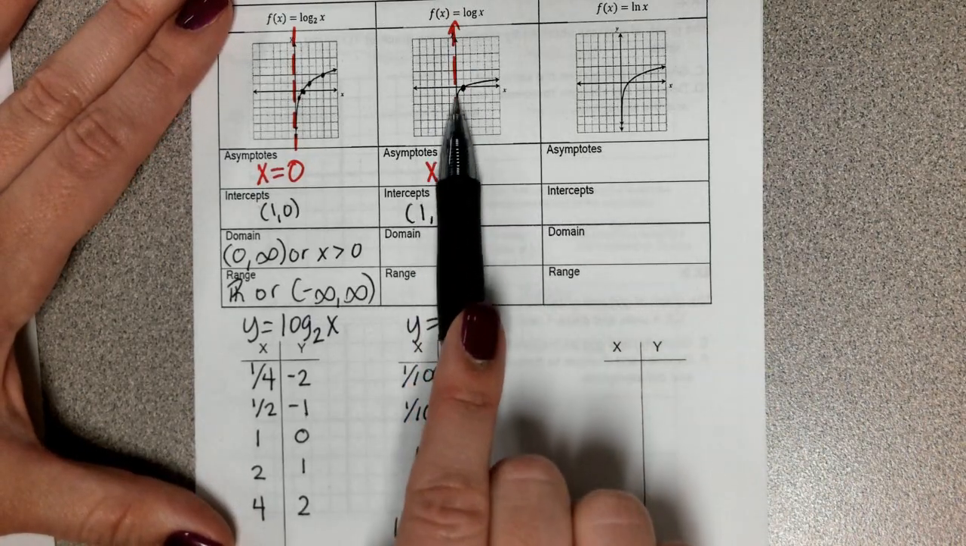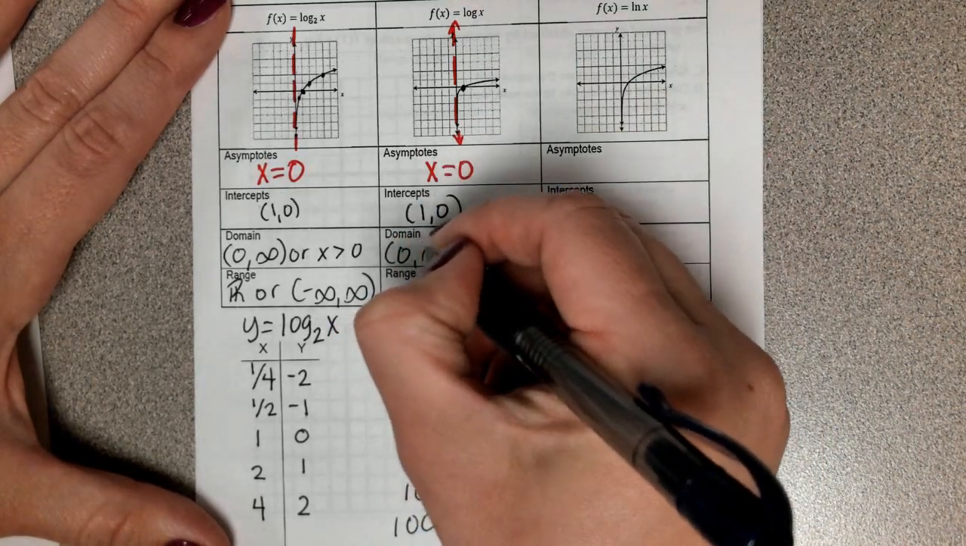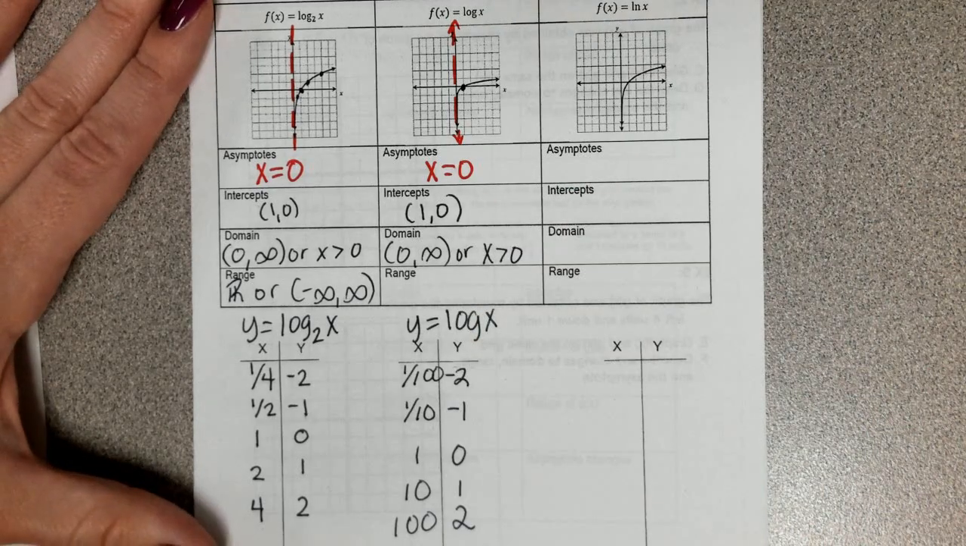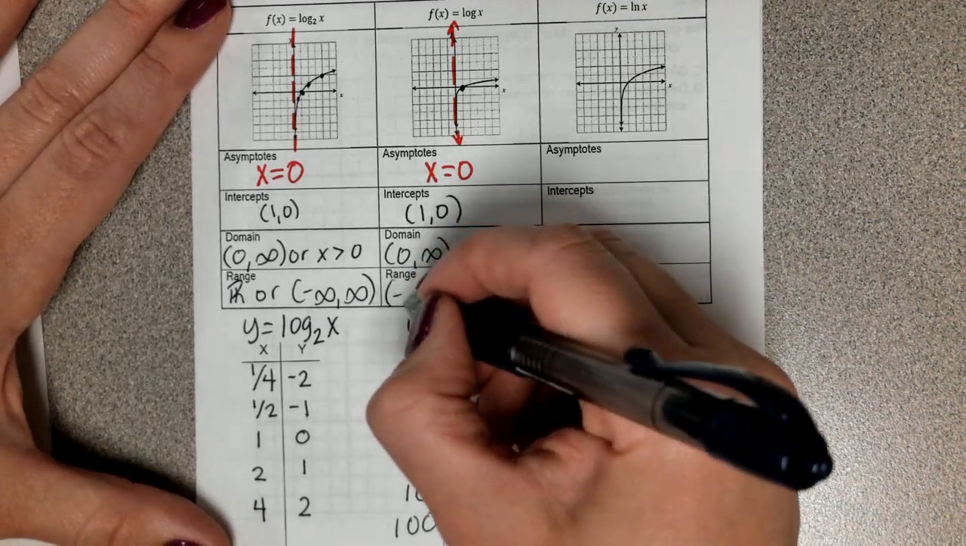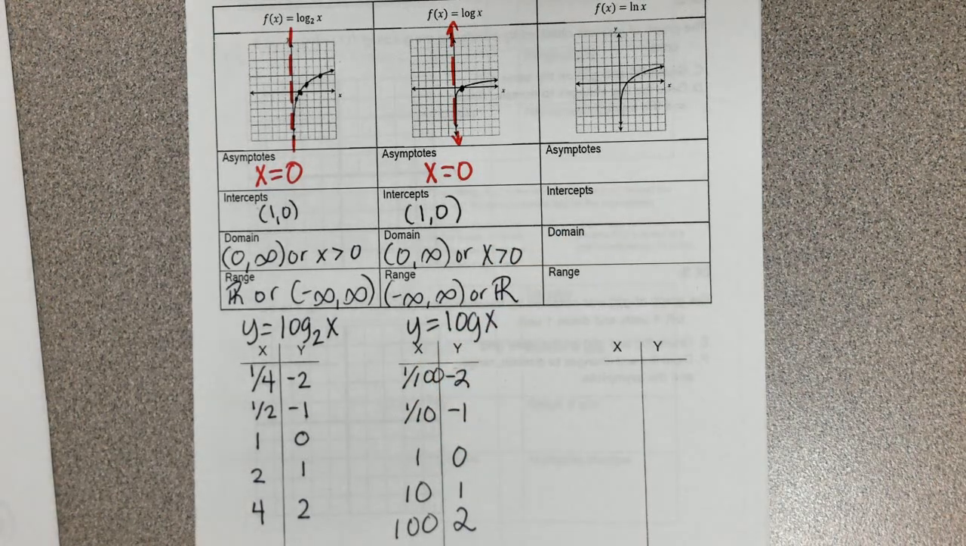Domain, x is going to be almost 0 to infinity, or x is greater than 0. And our range, that's all real numbers. Okay.